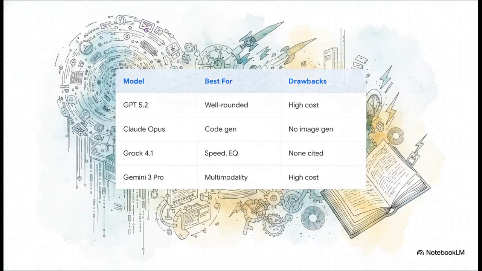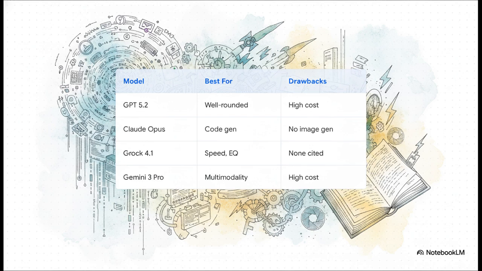When we look at the current top flagships, you start to see their unique superpowers emerge. First up, you've got OpenAI's GPT 5.2. This is the ultimate well-rounded tool. It handles everything from multimodality to really complex analysis. Next is Anthropic's Claude Opus 4.6. Now, this one is the most expensive and the slowest of the bunch, and it can't directly generate images, but honestly, its sheer mastery of code generation is just completely unmatched.